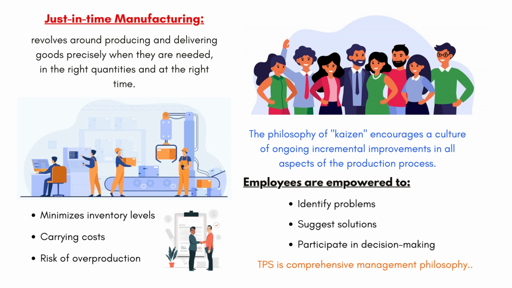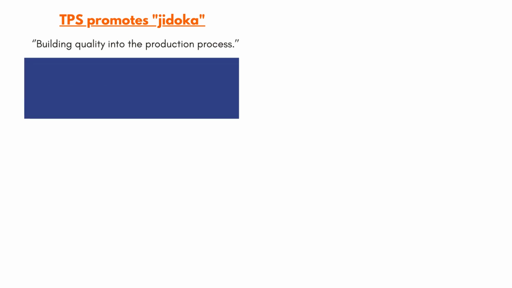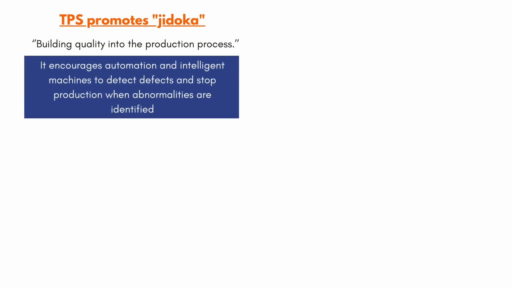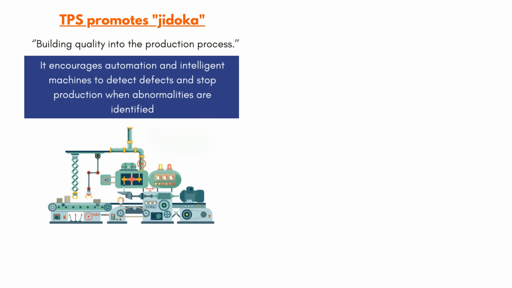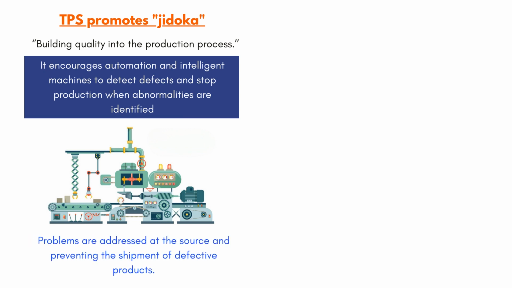Moreover, TPS promotes Jidoka, which means building quality into the production process. It encourages automation and intelligent machines to detect defects and stop production when abnormalities are identified, ensuring that problems are addressed at the source and preventing the shipment of defective products.